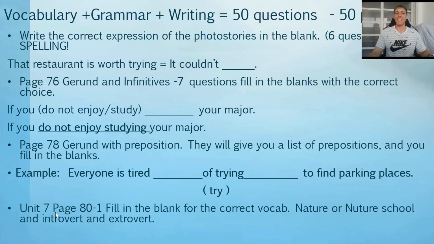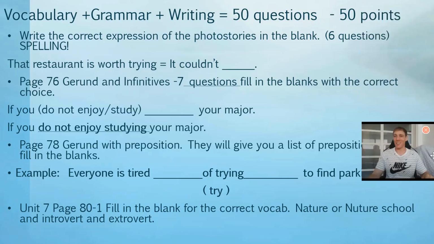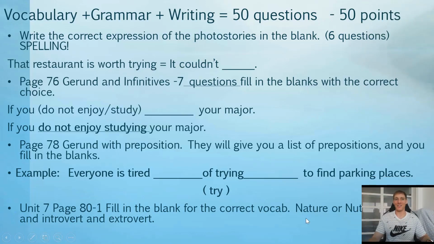The next one, page 80, so unit 7, so 80 and 81. Fill in the blank for the correct vocab, nature or nurture, school, introvert or extrovert. We did the table and it said whether you're introvert or extrovert. That's what you need to do.